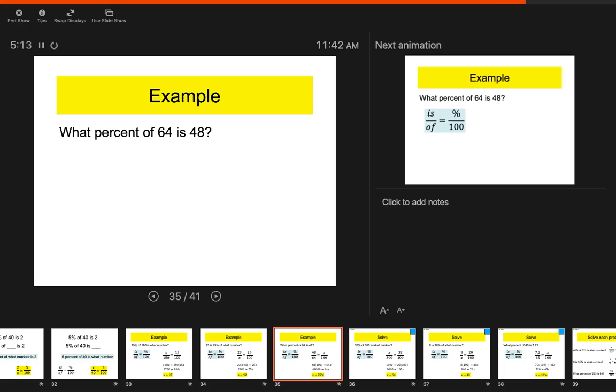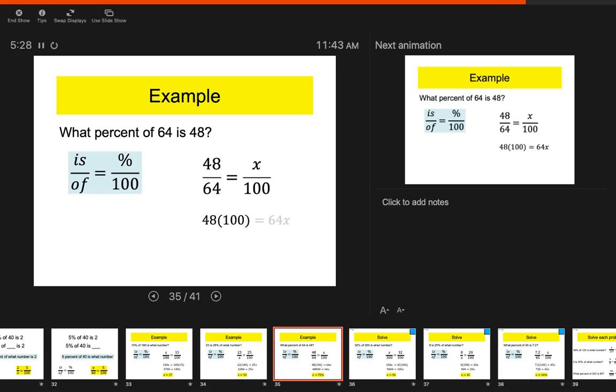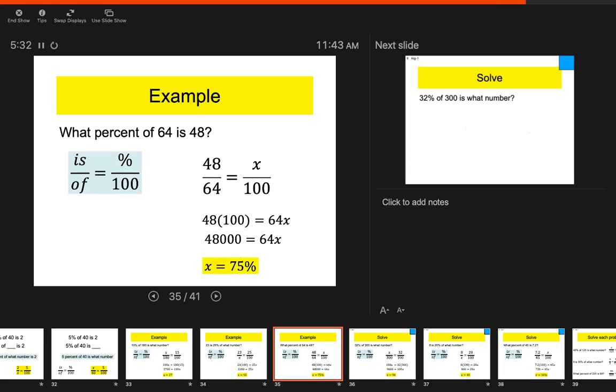So it's 64 an of or an is. 48 is an of or an is. We toss those in. We're solving for percent. So our answer will have a percent symbol attached to it. It's just cross multiplication from that point. So you have to put that percent symbol on.